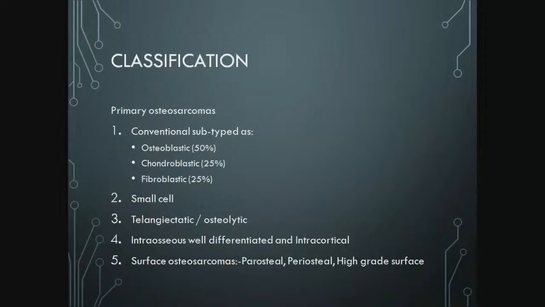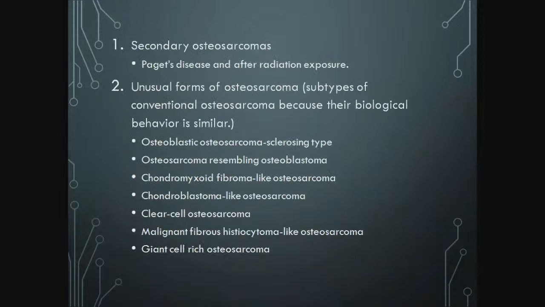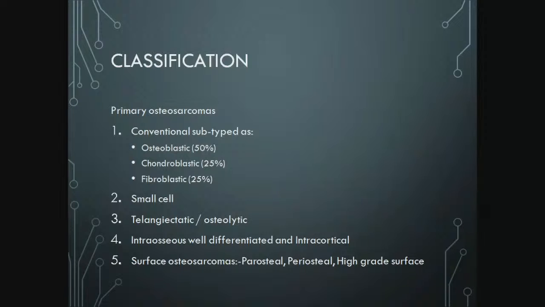Now we come to the classification of osteosarcoma. It may be classified into three types: primary osteosarcoma, secondary osteosarcoma, and some unusual forms of osteosarcoma. For us, important are only primary and secondary. Primary have a conventional osteosarcoma which is subtyped as osteoblastic, predominantly bone forming, chondroblastic, predominantly cartilage forming, and fibroblastic, predominantly fibrous tissue forming.